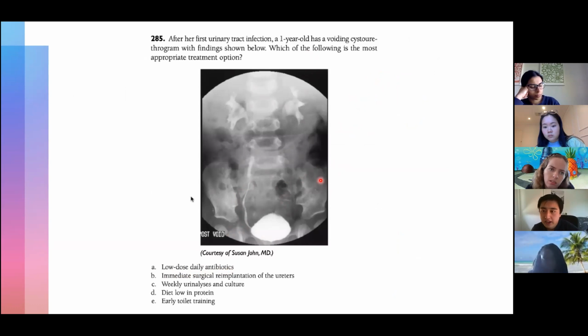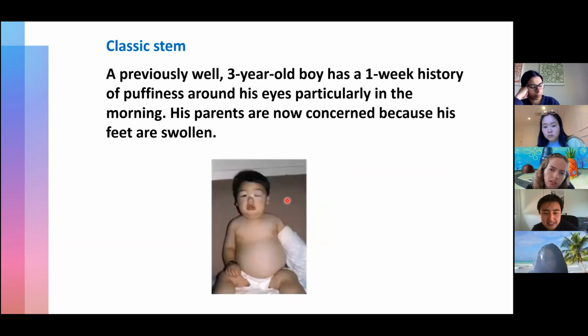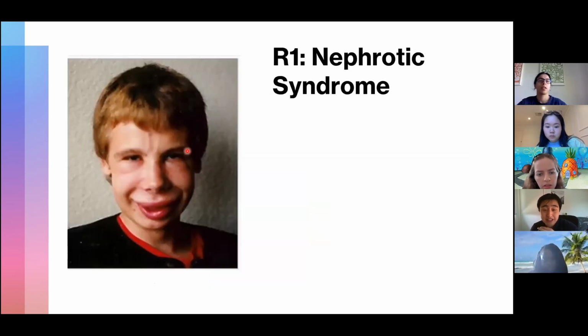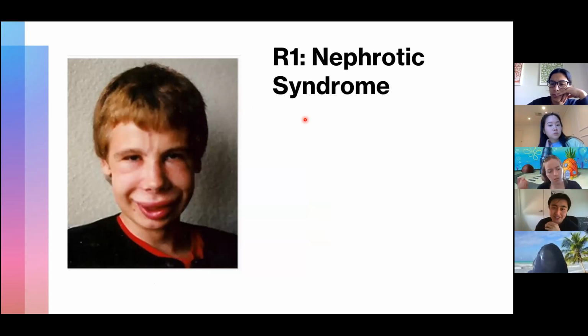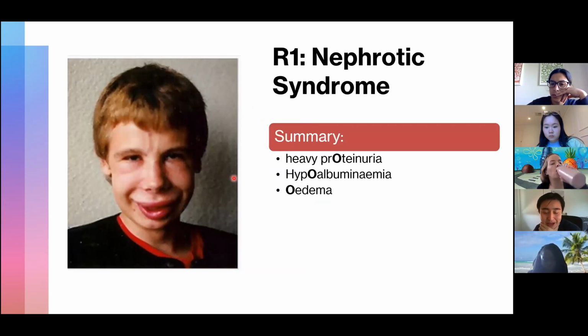Cool. And now we have a classic stem here. I think you all know what this is, but essentially this is nephrotic syndrome, and you're looking for a child with periorbital swelling and also peripheral edema. So the condition we're going to talk about is nephrotic syndrome. Now, I don't know why Monash is obsessed with glomerulonephritis, but they just are. I've seen them do 2 lectures on glomerulonephritis every single year, even though I don't think it's a hugely big condition. But anyways, since Monash likes it, we're going to talk about it.